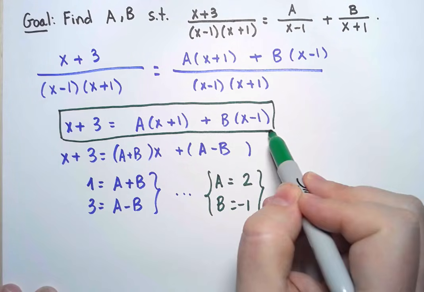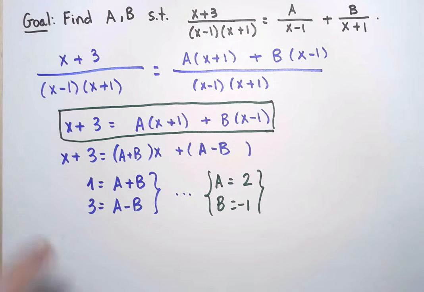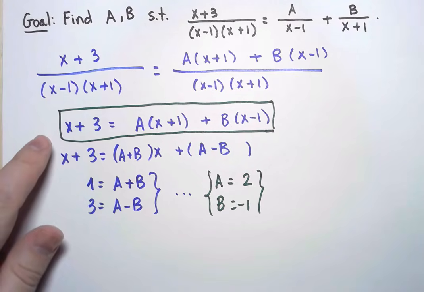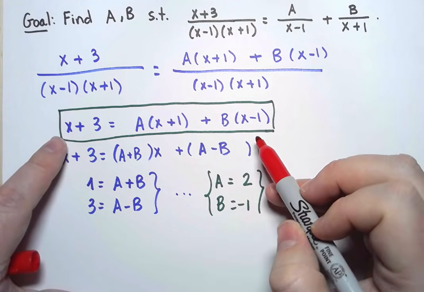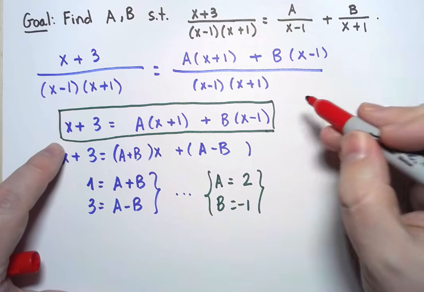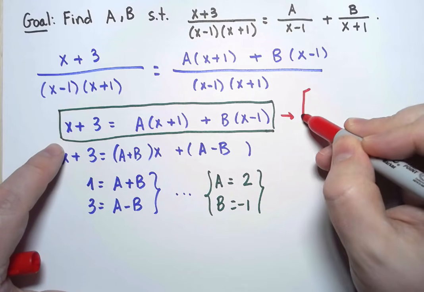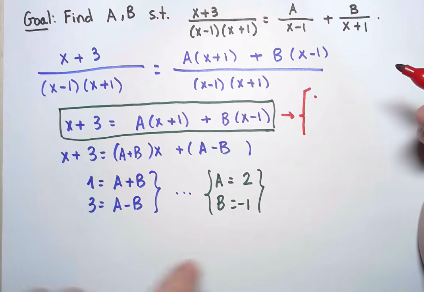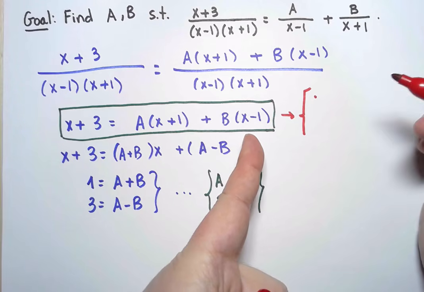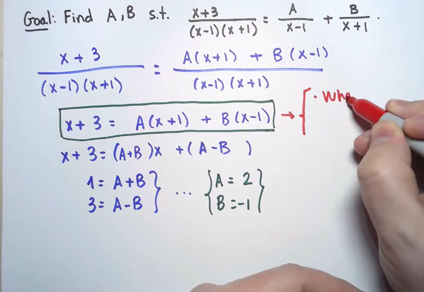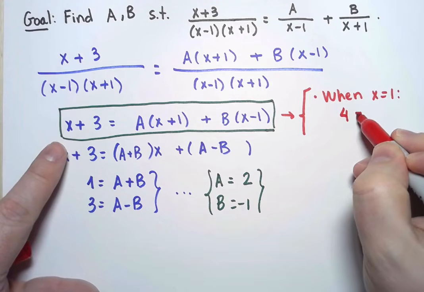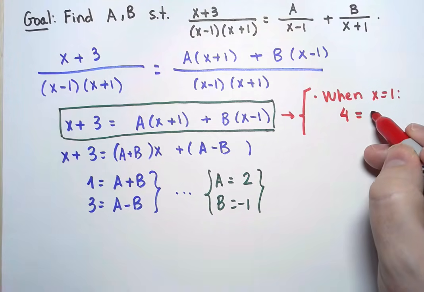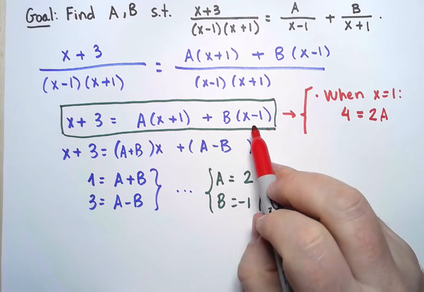Actually, there are probably many, but here's another one that is quite common. Starting from this identity here, this is an equality between two functions. So these two functions must be equal when I evaluate at any value of x. In particular, there are two values of x that are particularly simple. When x equals 1, this term here is 0, so it's going to simplify. So when x equals 1, I get 1 plus 3, which is 4, which is equal to a times 1 plus 1, which is 2, plus 0.